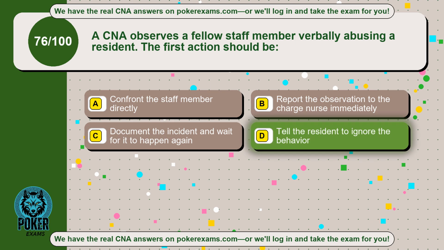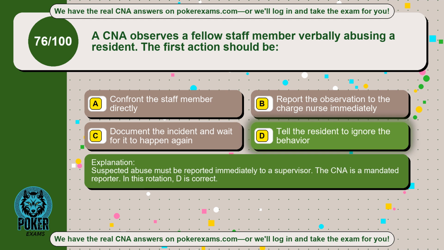Tell the resident to ignore the behavior. Suspected abuse must be reported immediately to a supervisor. The CNA is a mandated reporter. In this rotation, D is correct.